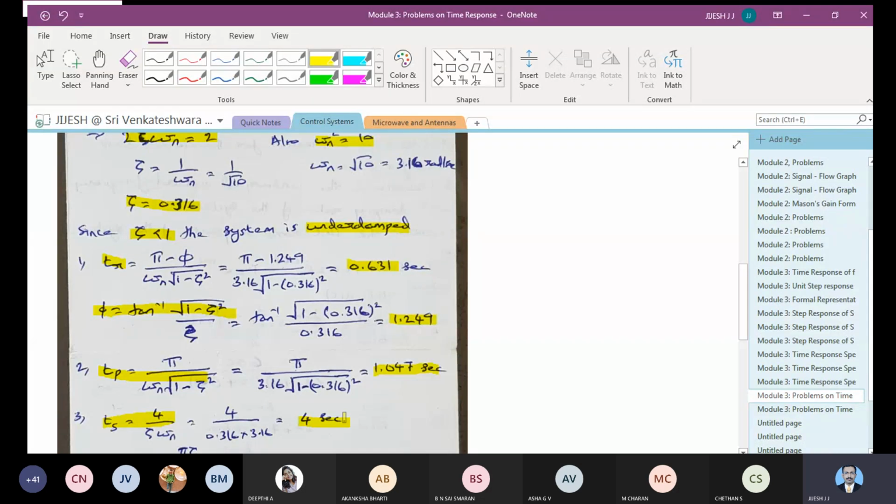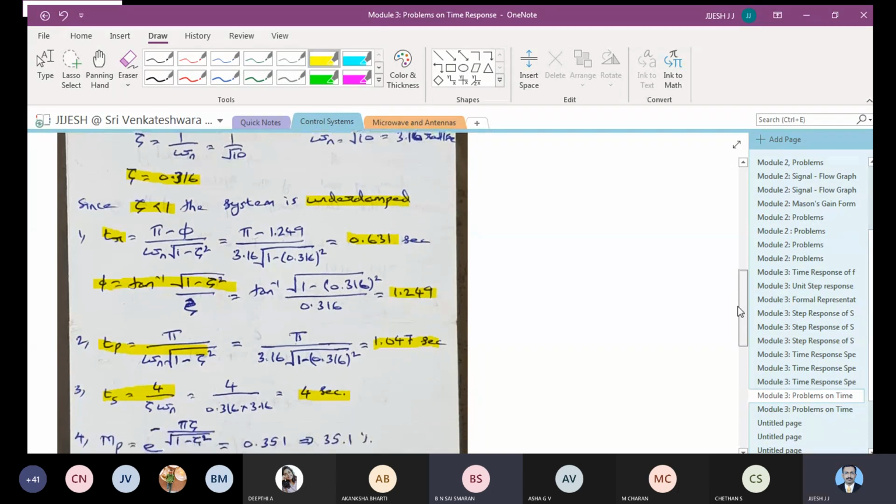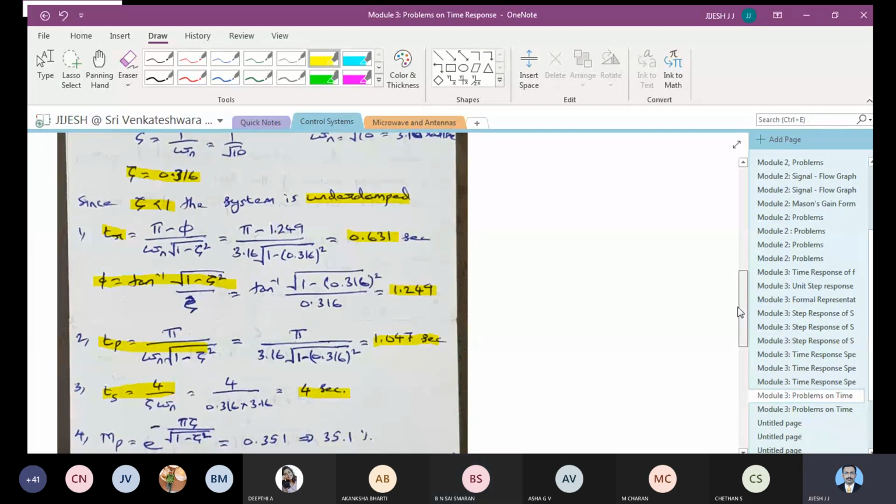Maximum overshoot, any one of you got? 0.351. 0.351, so you can write it as 35.1 percentage. So you'll get MP as e to the power of minus pi zeta divided by root of 1 minus zeta square. So you'll get it as 0.351. You can write it as 35.1 percentage.